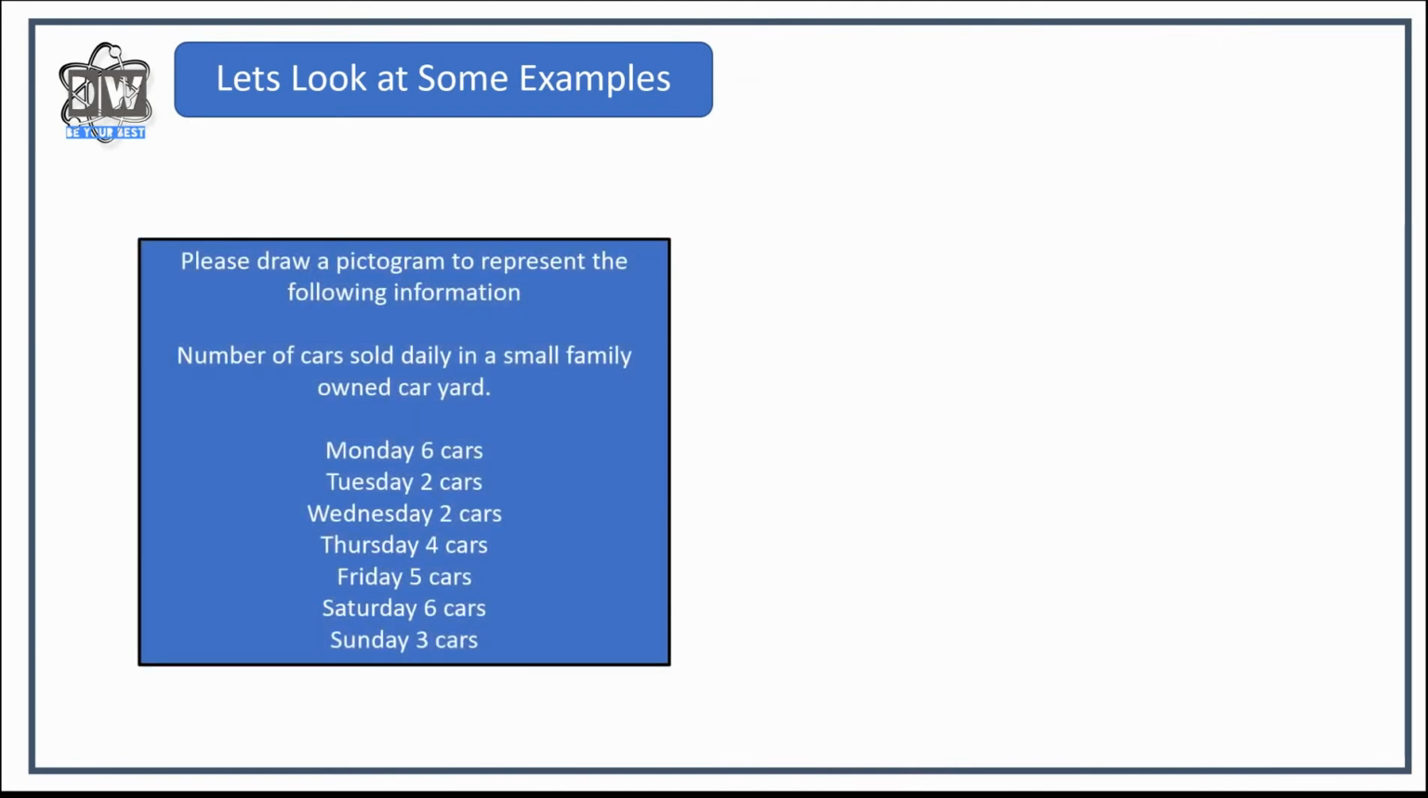Use a pictogram to represent the following information: number of cars sold daily in a small family-owned car yard. On Monday, they sold 6 cars. On Tuesday, they sold 2 cars. On Wednesday, 2 cars. Thursday, 4 cars. Friday, bumper day, 5 cars. And then Saturday, 6 cars. And Sunday, 3 cars. This is how we would do it.